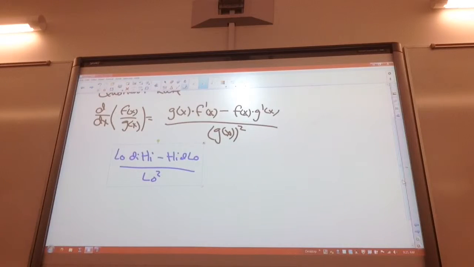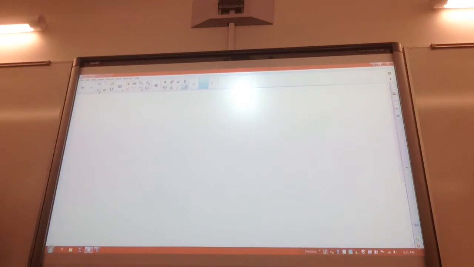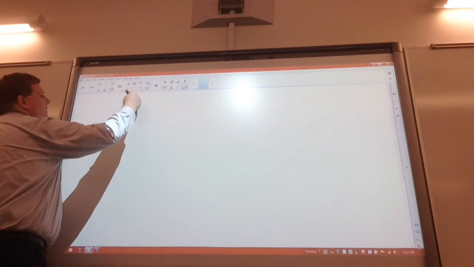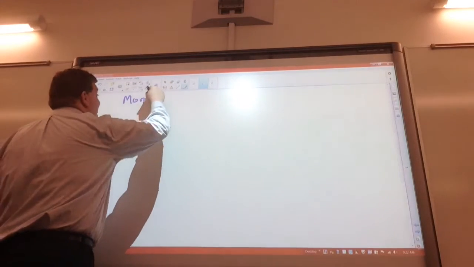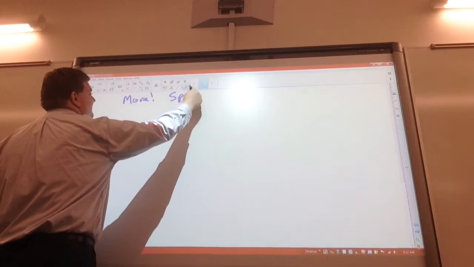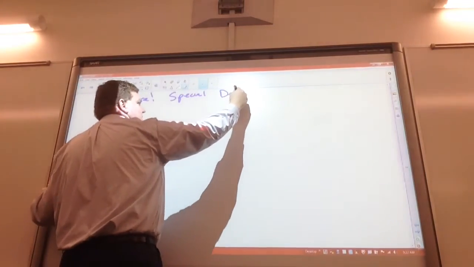Any questions on how the quotient rule works? Okay. What we're going to add today, in addition to the product rule and the quotient rule, is four more special derivatives.